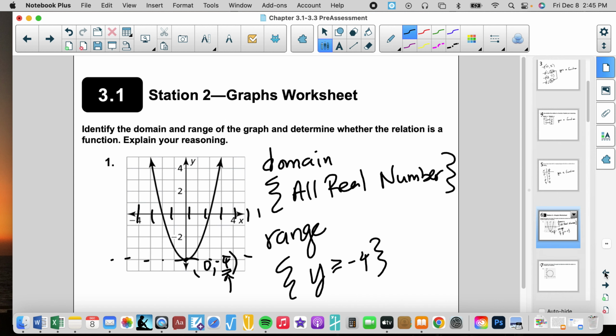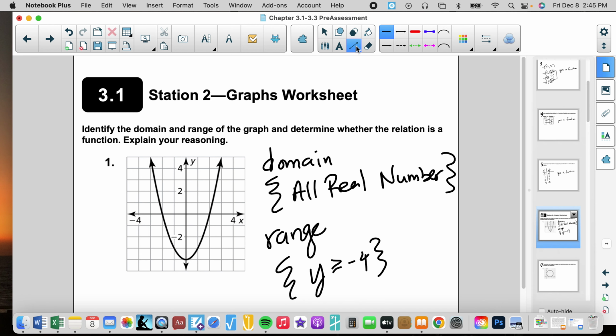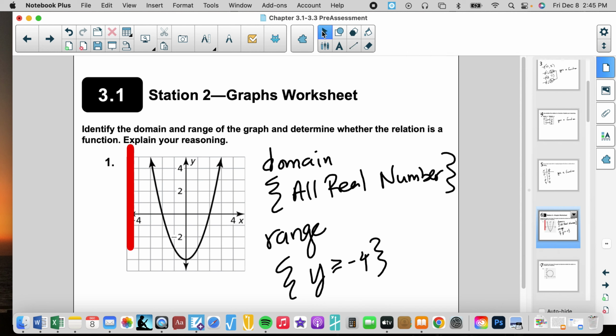Is it a function? Yes, it is a function. We have multiple ways to determine whether it's a function. In this example, let's use the vertical line test. So we're going to take a vertical line and we're going to drag it across the graph. Is there any point where there is one input that produces two different outputs?